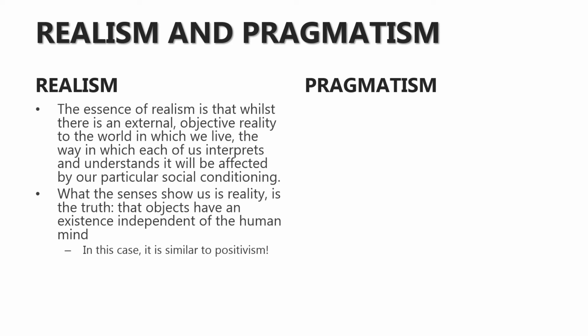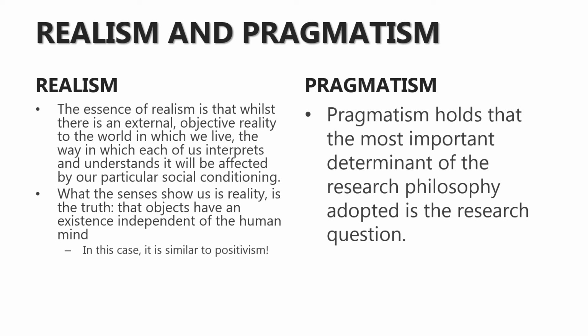Now, the other two, which are realism and pragmatism. When you talk about realism, the essence is that whilst there is an external objective reality to the world that we live in, the way in which each of us interprets and understands it will be affected by our particular social conditioning. According to the realist, what the senses show us in reality is the truth. The objects have an existence independent of the human mind. A realist theory is similar to positivism, in that what is observed, what is seen, is the reality. That's why they measure, they empirically test.